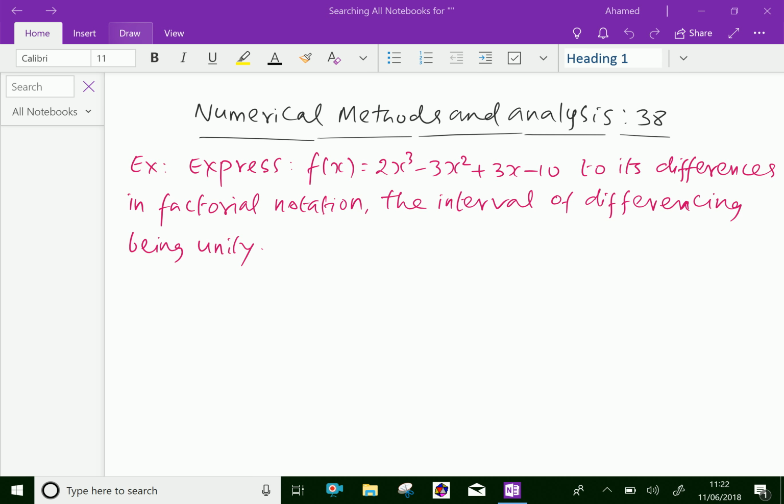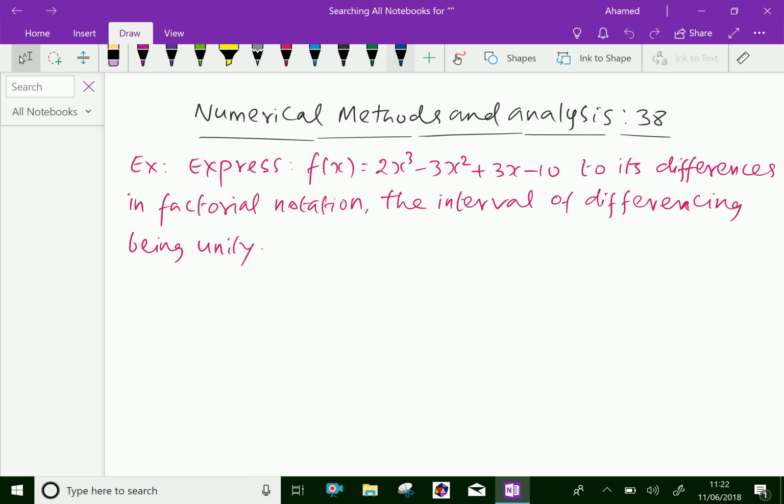Look at this example. Express f of x equal 2x cubed minus 3x squared plus 3x minus 10 to its differences in factorial notation. The interval of differencing is unity. Here, the given polynomial is of degree 3. Hence, the maximum power of the function in factorial notation can be 3 only.